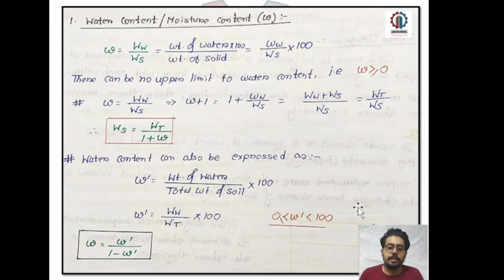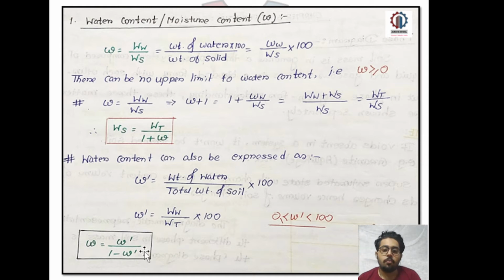In general, water content is represented by weight of water by weight of solid, but it can also be represented by weight of water divided by total weight of soil. Here the denominator is changed, that means total weight of soil. So it is written as omega dash equals WW by WT into 100. If we find the relationship between omega and omega dash, if you calculate, then it comes as omega equal to omega dash by (1 minus omega dash).